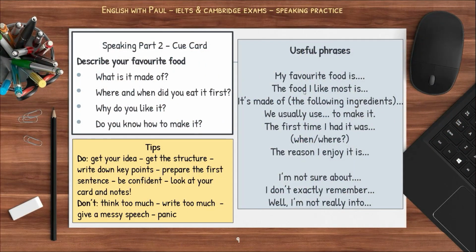So on this slide you can see the cue card from Speaking Part 2 again. Below the cue card there are some tips, things you should do and shouldn't do when you deliver your response. On the right, there is the list of some phrases that you might find useful in your speaking. These phrases will make your speech more fluent and coherent. Try to use some of these phrases in your speaking.